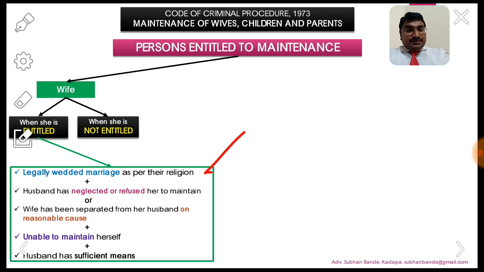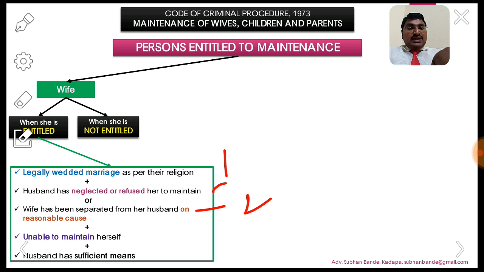This is the first one. Either this one or this one should be fulfilled as a second condition. The first one is a legally vetted marriage as per the customs and rights of a particular religion.